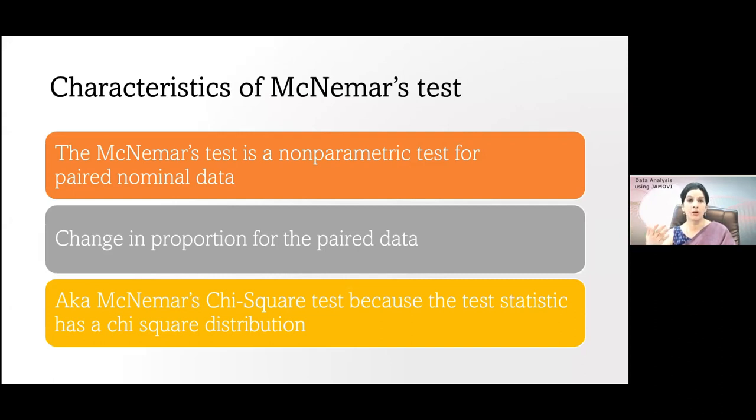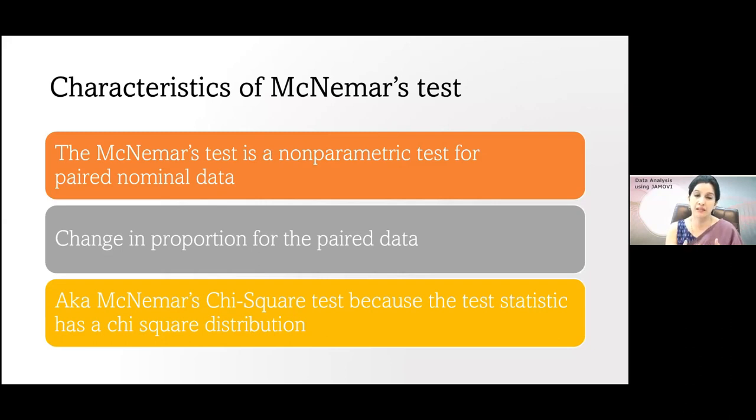There is a classification of parametric and non-parametric. When the sample size is small or the data is skewed, we apply non-parametric, and when the data is normal, we apply parametric. We will learn more about this in tomorrow's session. Then we are going to learn independent sample t-test, ANOVA, paired t-tests, etc., and their non-parametric counterparts. So the McNemar test is a non-parametric test for paired nominal data.